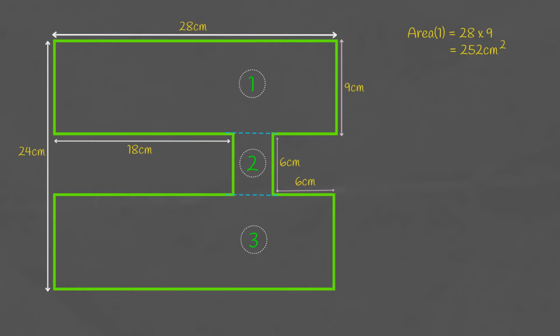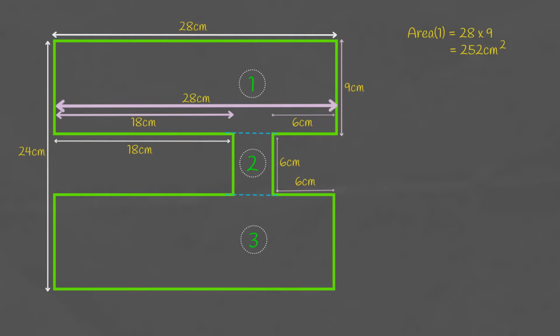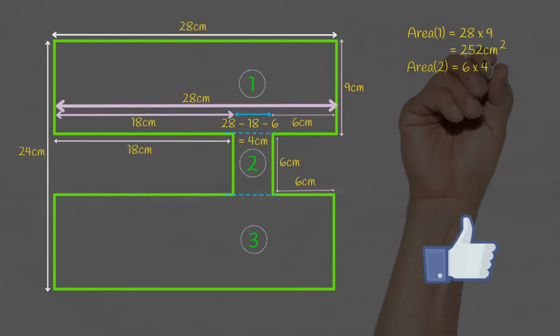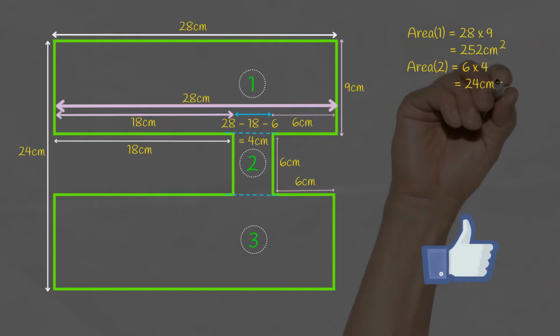Now we have the length for the second rectangle, which is 6 centimetres, but we don't have the width, so we have to work that out. So we know this length here is 28 centimetres, but we also know that this distance here is 18 centimetres, and this distance here is 6 centimetres. That means that this distance, the width of rectangle 2, is going to be 28 minus 18 minus 6, which is equal to 4 centimetres. So the area of rectangle 2 is 6 times 4, which is 24 centimetres squared.